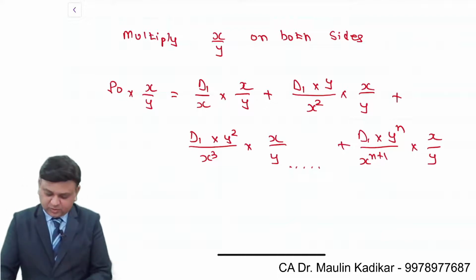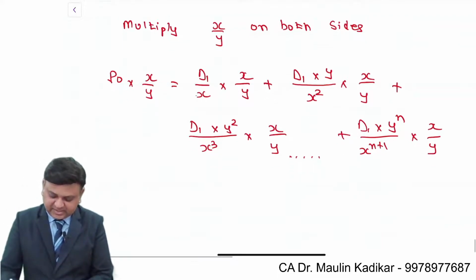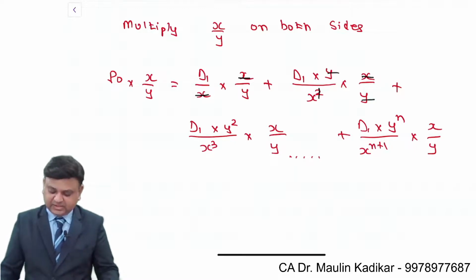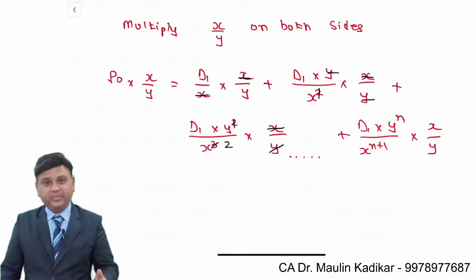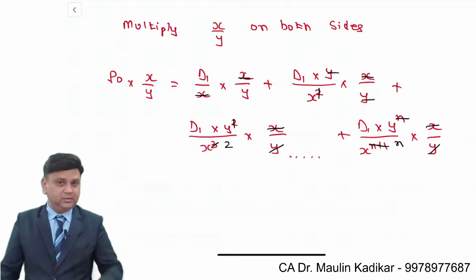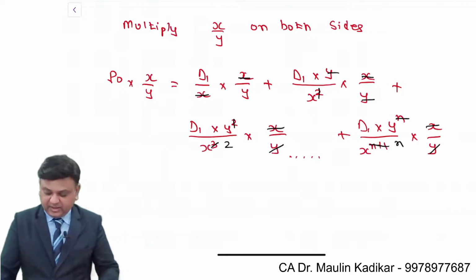So we understand, friends, over here that this x is getting cancelled. Instead of being raised to 2, it will become raised to 1. This y is getting cancelled. This x is cancelled. Instead of 3, it will become 2. This y is cancelled. Instead of 2, it will become 1. For the last variable, x will be cancelled. Instead of x raised to n plus 1, it will be n. Y will be cancelled. Instead of n, it will be n minus 1.